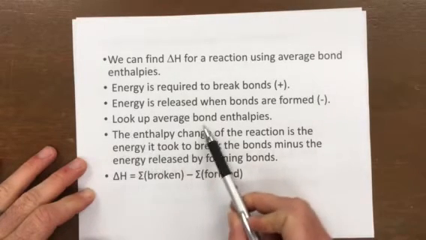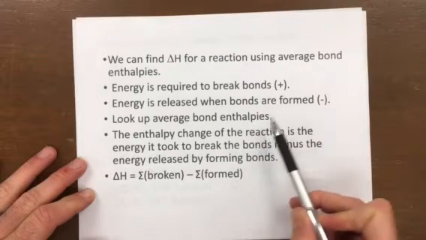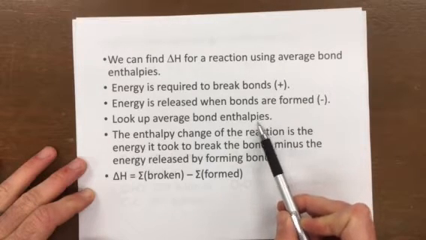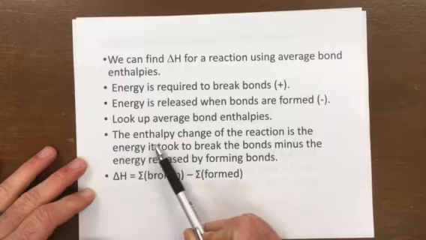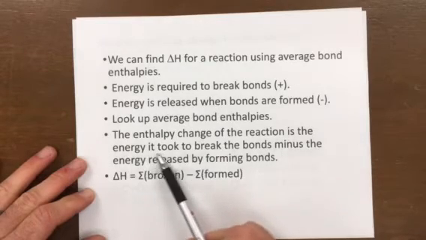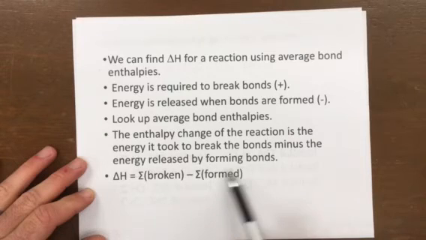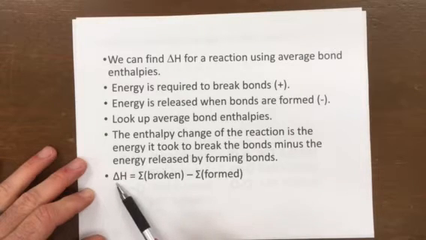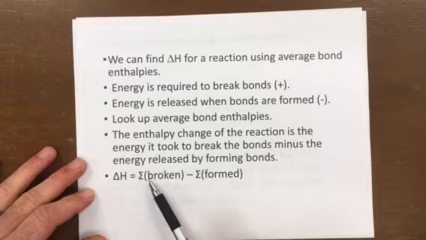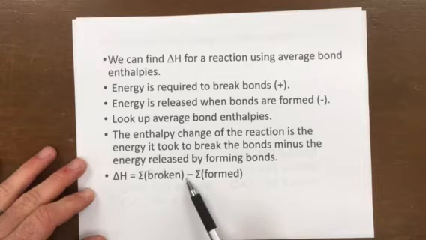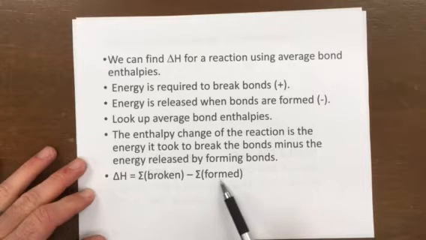So you will be able to look up the bond enthalpies either in your book or it'll be given to you on a test. And then the enthalpy change of the reaction is the energy it takes to break all the bonds minus the energy released when all the new bonds are formed. So another way of writing that, enthalpy change overall of the reaction is equal to the sum of all the bond enthalpies to break all the bonds minus the bond enthalpies for all the new bonds that are formed.